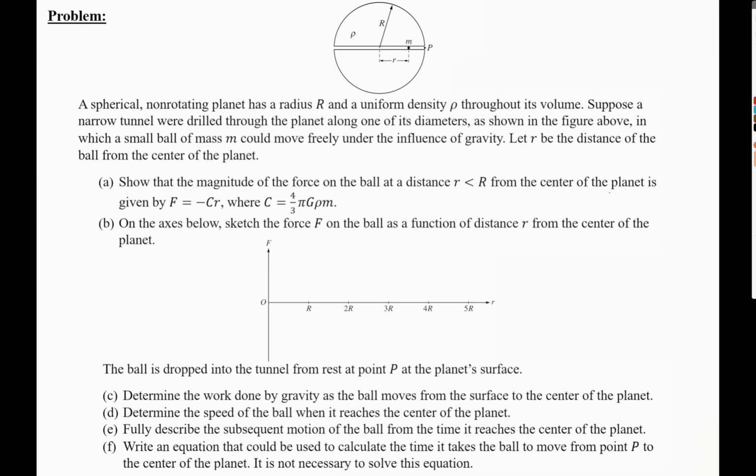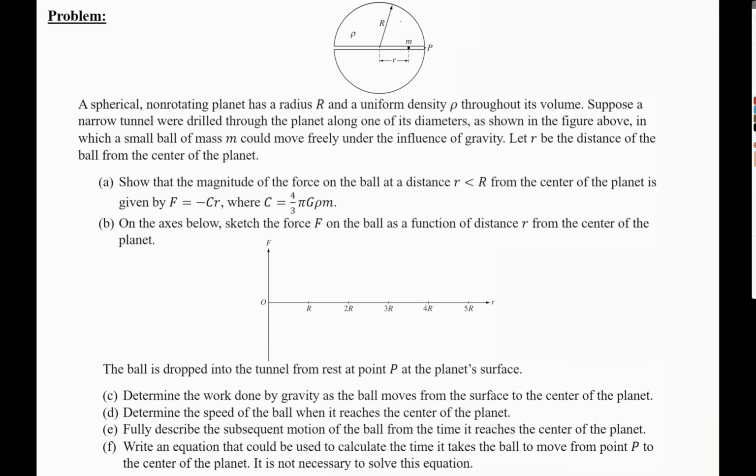And now let's solve the following problem. A spherical non-rotating planet has a radius capital R and uniform density ρ throughout its volume. Suppose a narrow tunnel were drilled through the planet along one of its diameters, as shown in the figure above, in which a small ball of mass m could move freely under the influence of gravity. Let r be the distance of the ball from the center of the planet.